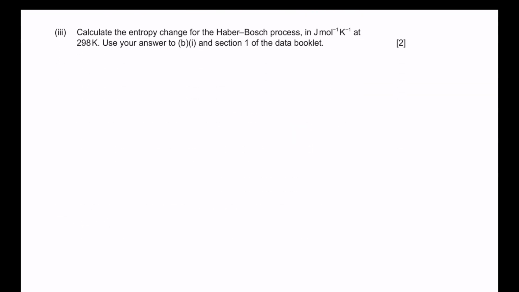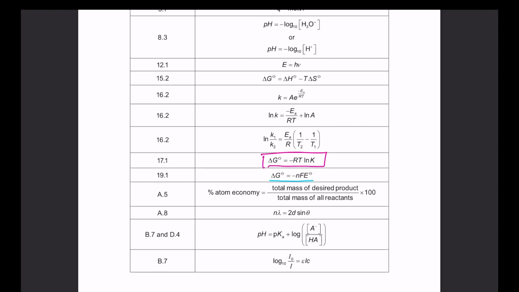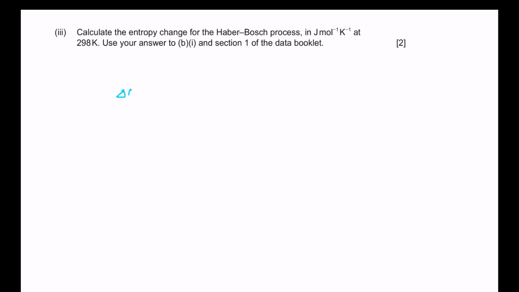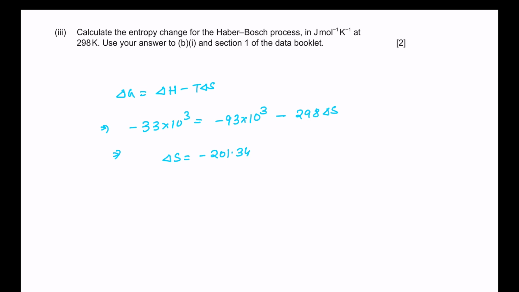Moving to the next part. Here we have to calculate the entropy change for the Haber process at 298 kelvins. So for entropy change, we have to use this equation. We have to find delta S. So delta G will be equal to delta H minus T delta S. Delta G is minus 33 times 10 cube joules. Delta H is minus 93 times 10 cube joules. T is 298 kelvins. Upon simplification, we'll directly get delta S as minus 201.34 joules per mole per kelvin. This will be the answer.